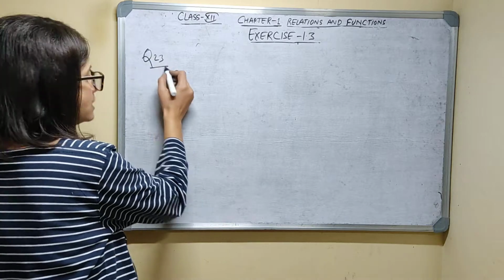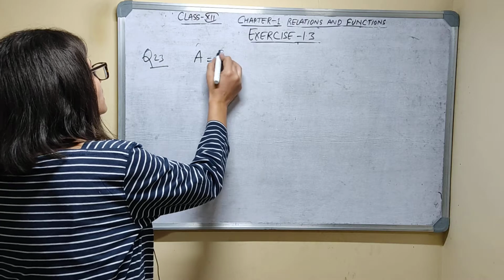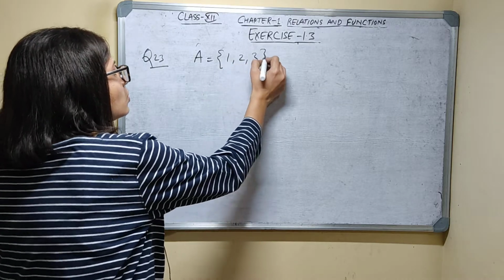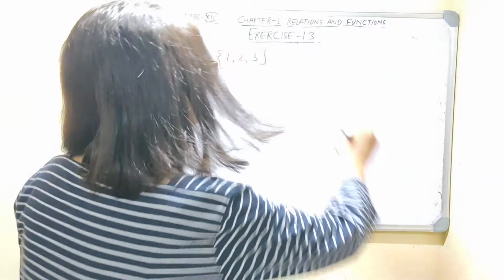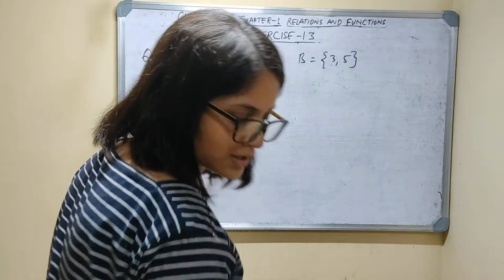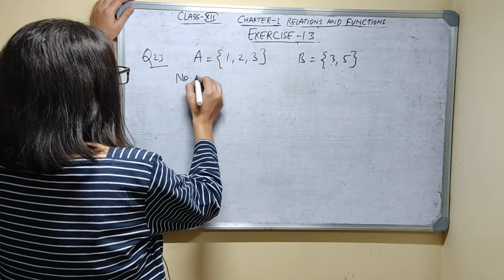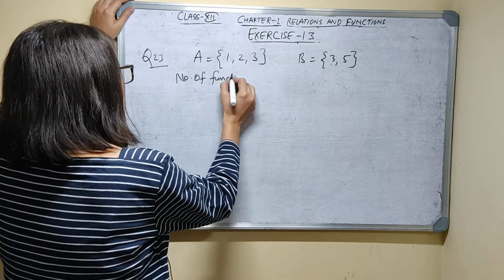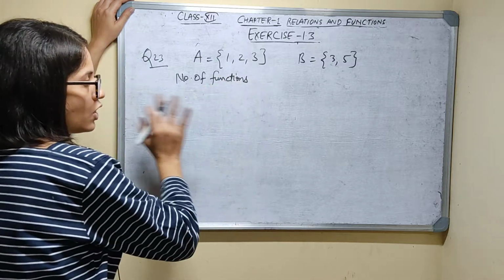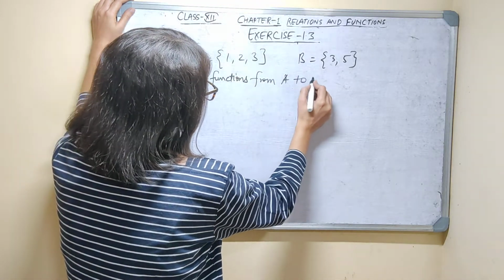Question number 23. If A is equal to {1, 2, 3}, 3 elements are given, and B is equal to {3, 5}, then find the number of functions from A to B. Not one-one, not onto, only general number of functions from A to B you have to find.